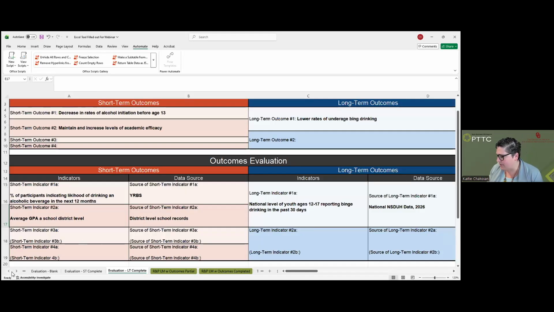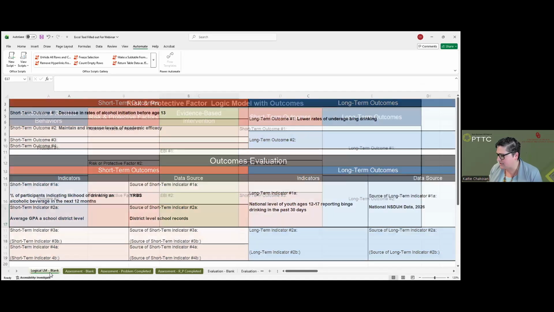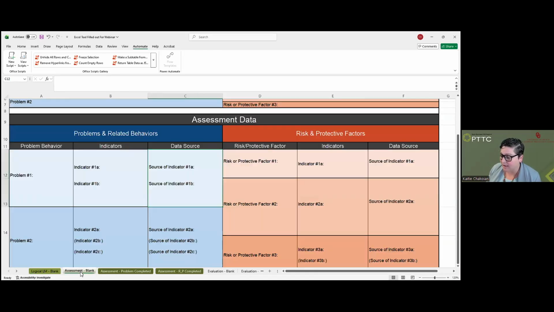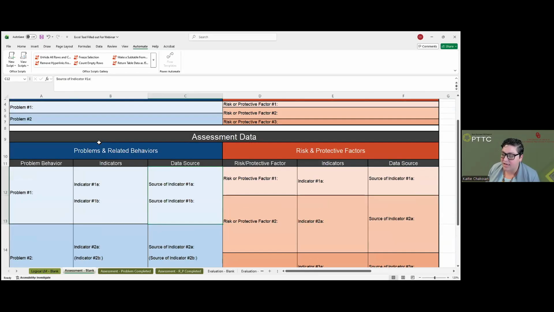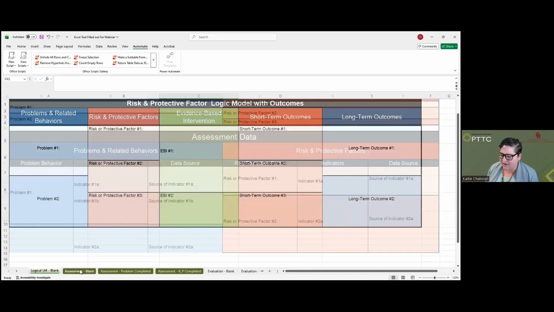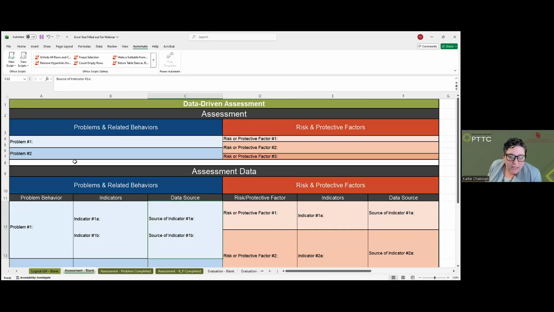Of course, I want to get us back to the beginning just so we're all on the same page. Mine looks a little different than yours just because I started filling it out for this. You don't have to watch me type the whole time we're here. But it looks really similar to this. So we have our blank full logic model. And I'm going to go to my assessment tab. And what you'll see is that for the assessment, we have just that left side of the logic model, right? Just the problems and related behaviors and the risk and protective factors. And so we just looked at a bunch of data around problems and related behaviors.